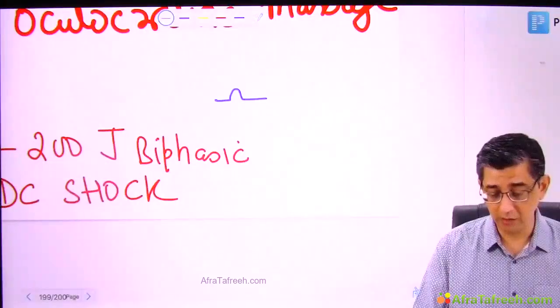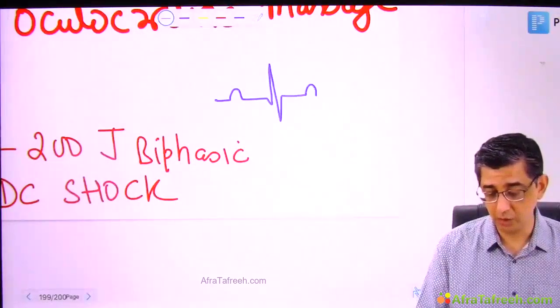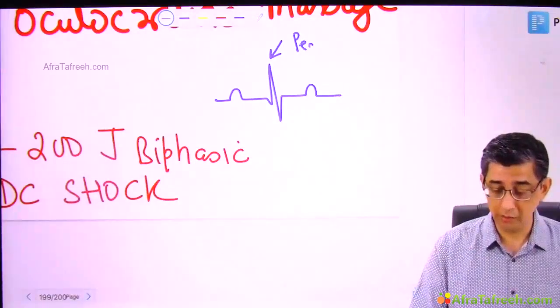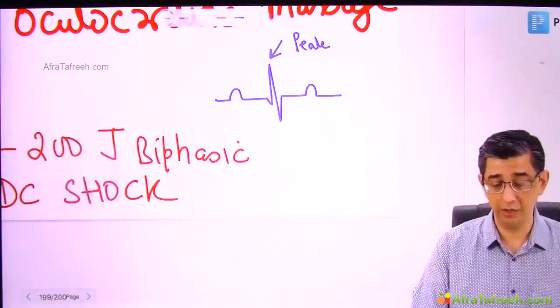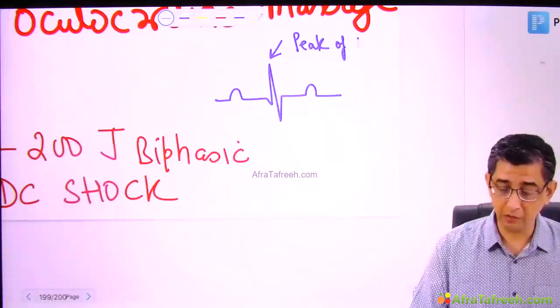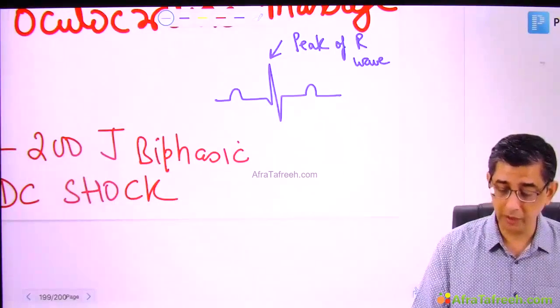The meaning of the word synchronized DC shock is that the computer will fire the impulse at the peak of the R wave. You will also read about terms like non-synchronized DC shock. So synchronized basically means that at the peak of the R wave, the computer will automatically recognize the R wave.